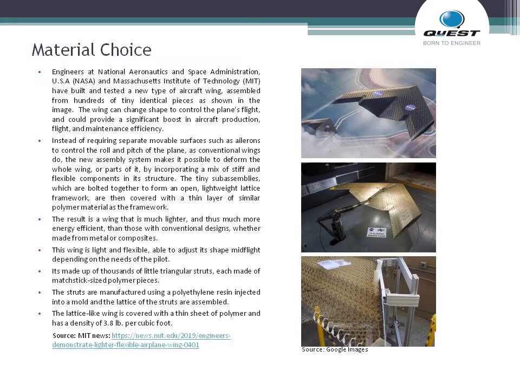They have built and tested this new type of aircraft wing, which is assembled from hundreds of tiny identical pieces. The wing can change its shape to control the plane's flight and could provide a significant boost in aircraft production, flight, and maintenance efficiency. Conventional airplane wings are made of metal and composite materials, so they are much heavier.